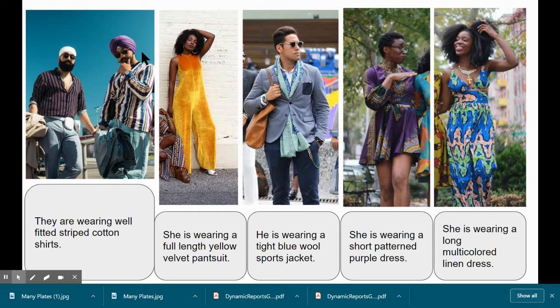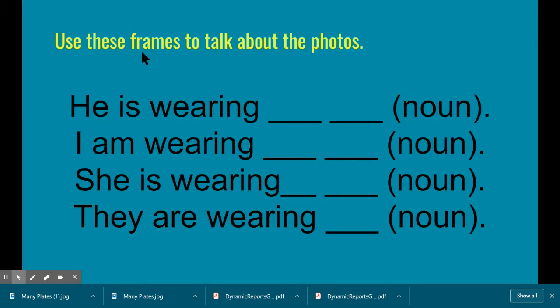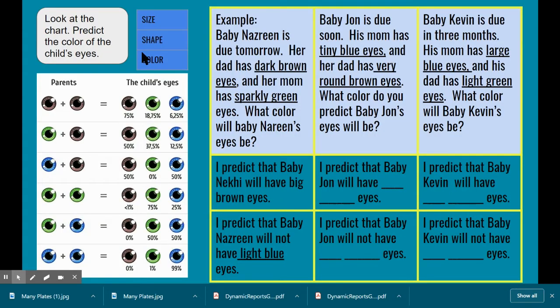And we have some more that you can read for yourself, but use these photos and the words here in the boxes to build some of your own sentences. Also talk about yourself and your friends and your family, right?